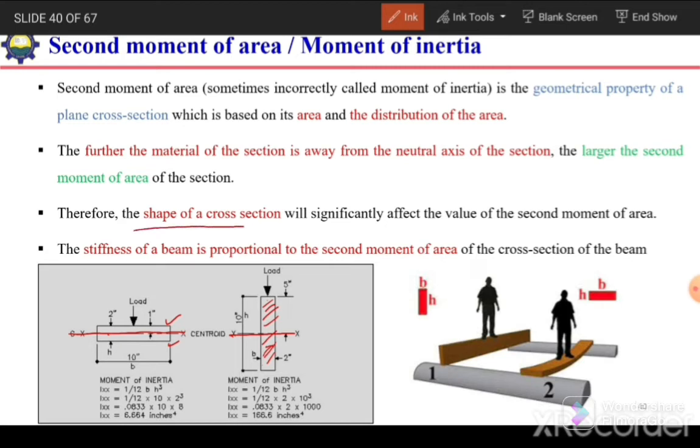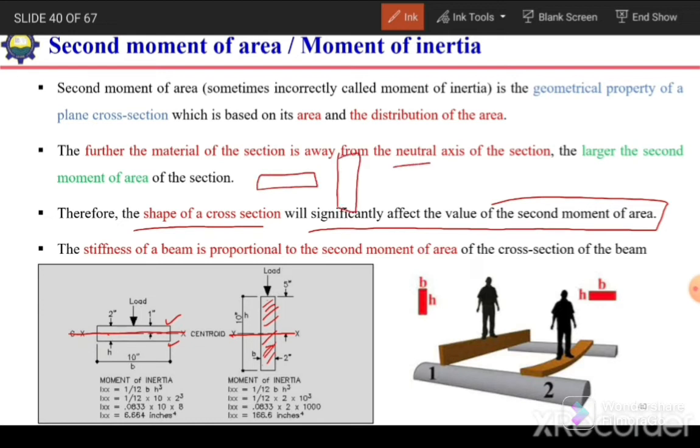Therefore, the shape of a cross section will significantly affect the value of the second moment of area. So if we want to change the second moment of area while keeping the cross sectional area of the member the same, we can change its shape. For example, for this as well as for this. For these three shapes, we have the same cross sectional area, but the second moment of area will be different.